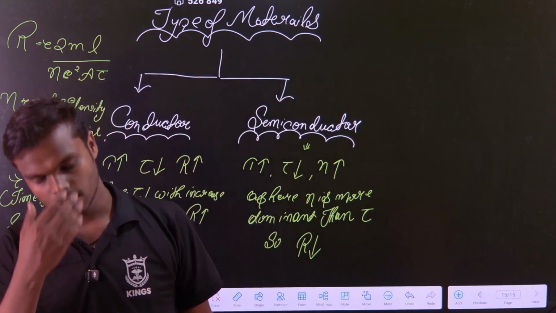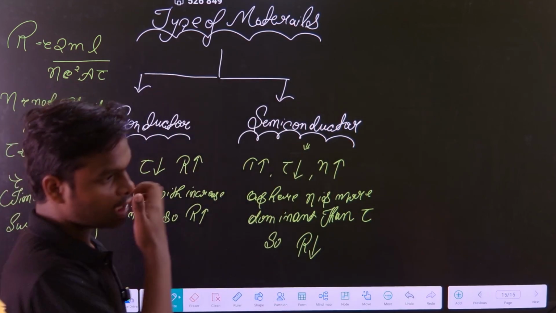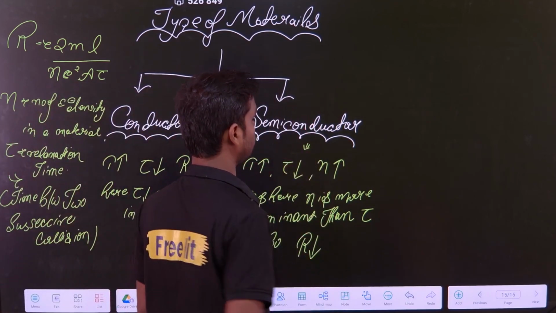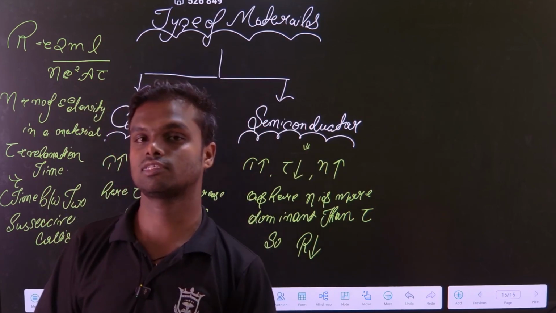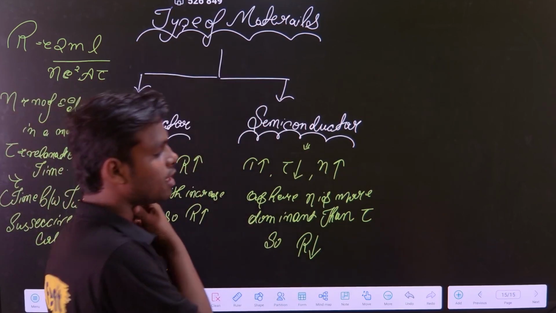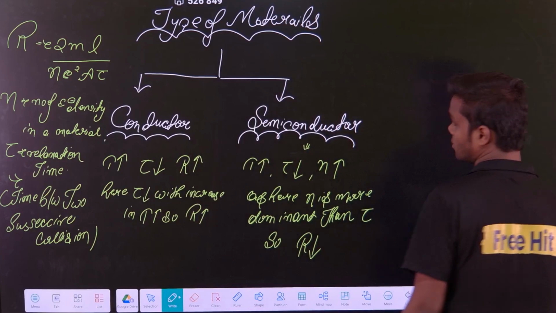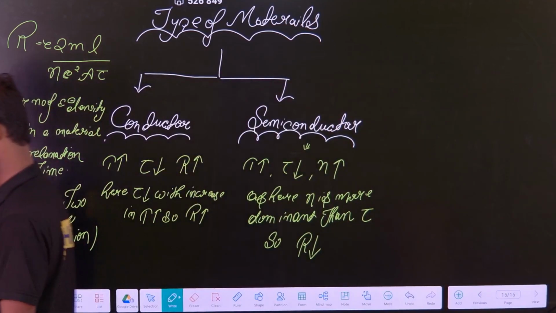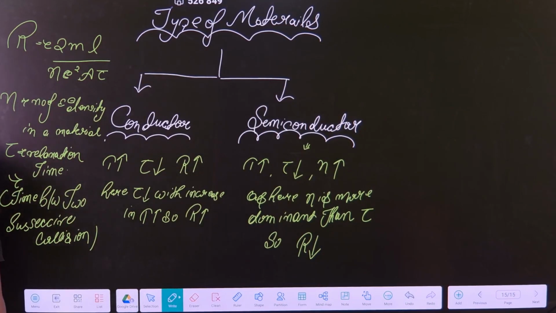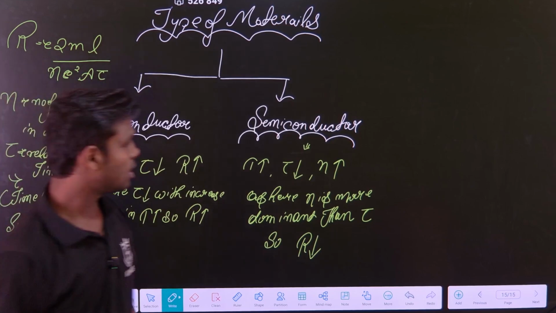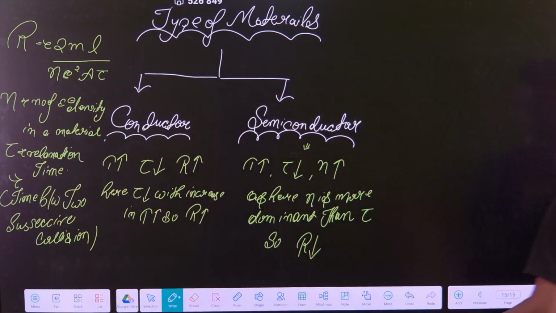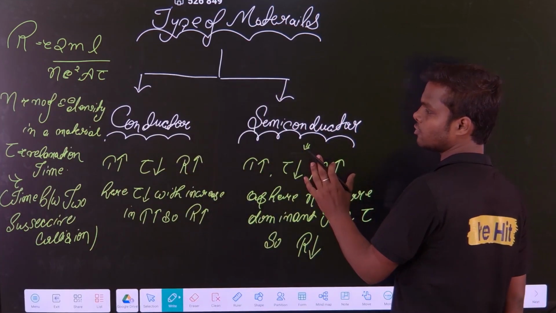We have found that for conductors, with increasing temperature, the resistance is going to increase, and for semiconductors, with increasing temperature, the resistance is going to decrease. Clear? Any doubt here? Note it down. Completed? Okay. Now this is the only discussion you have to remember for semiconductors.